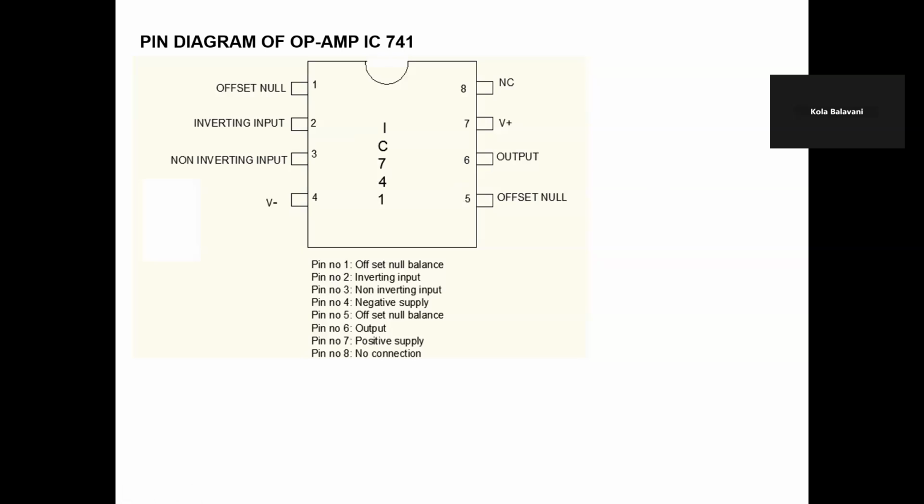Next, the seventh pin is the positive supply voltage. Here also the maximum range is plus 15 volts. You can use either 12 volts or 15 volts. And the eighth pin is NC, no connection. Internally it is not connected to anything, and it is usually left as an open pin.